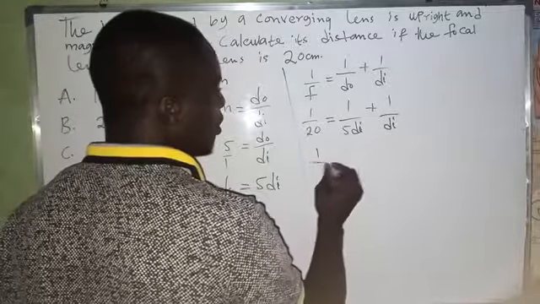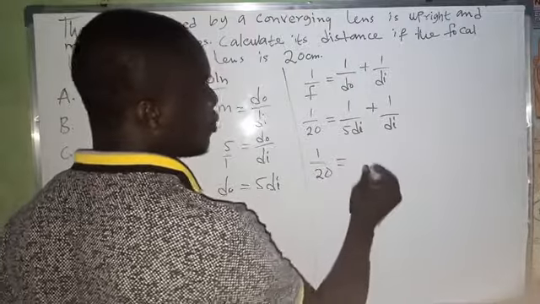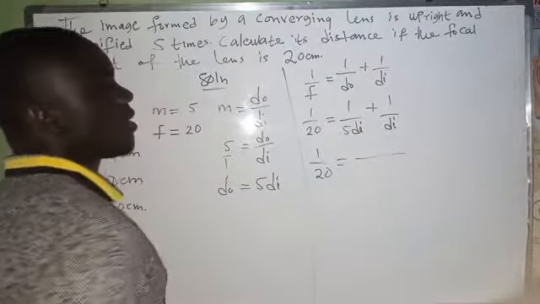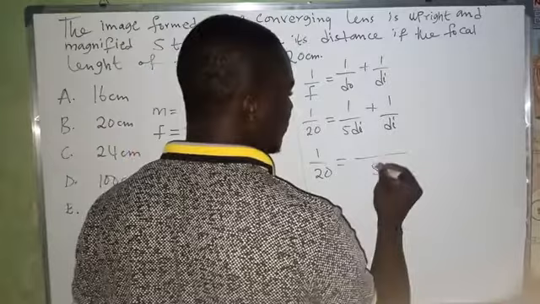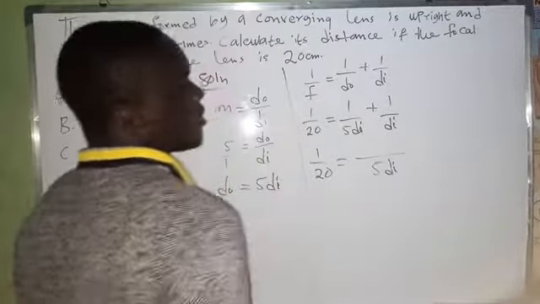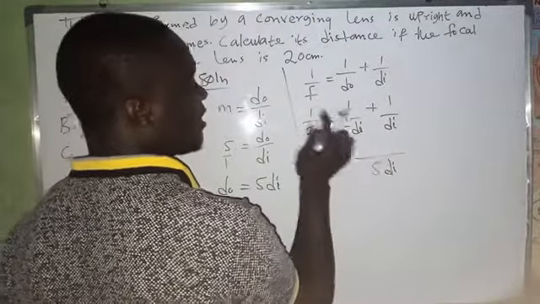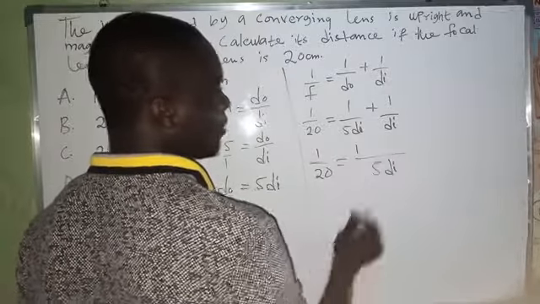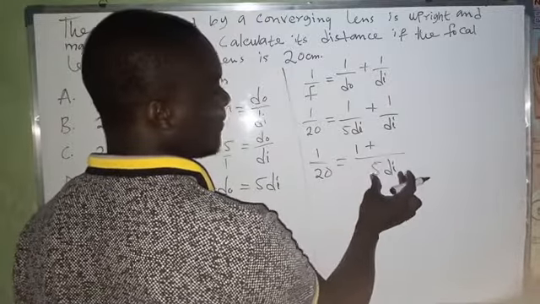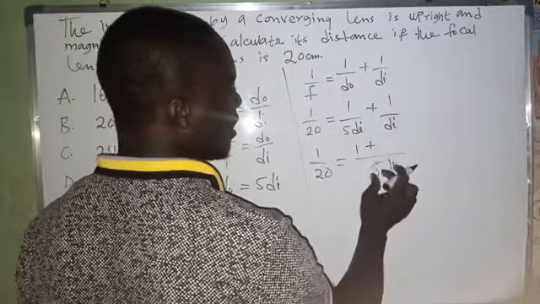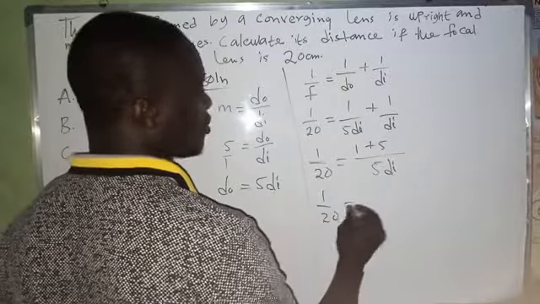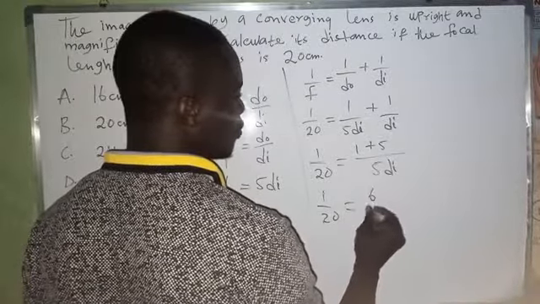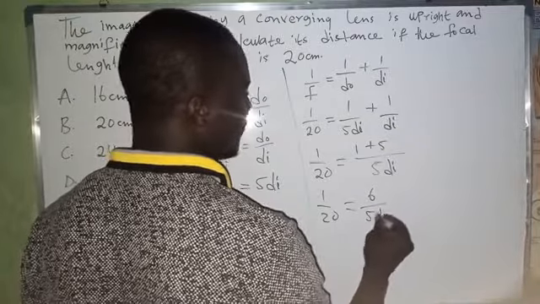So 1 all over 20 is going to be equal to the sum of 1 over 5 di and 1 over di. 5 di divided by 5 di is 1, and 1 times 1 is equal to 1, plus 5 di divided by di. Di will cancel di, and 5 multiplied by 1 is 5. So that 1 all over 20 is going to be equal to 1 plus 5, which is 6 all over 5 di.